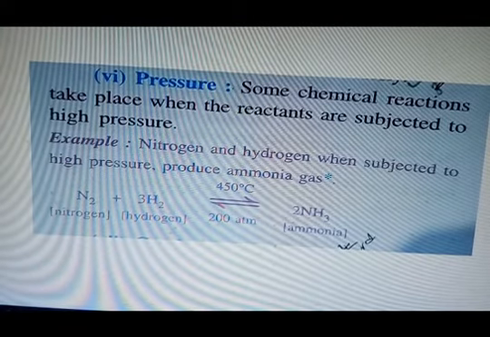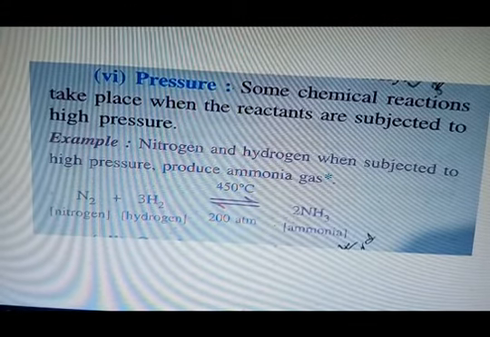So what are the conditions we learned today? 6 conditions, and these are: number 1 is close contact, number 2 is physical state, that means generally you need to convert the reactants into solution form. Number 3, heat energy. Some chemical reactions take place in presence of heat only. Then there is light energy. Some chemical reactions take place in presence of light, and the most common example is photosynthesis.